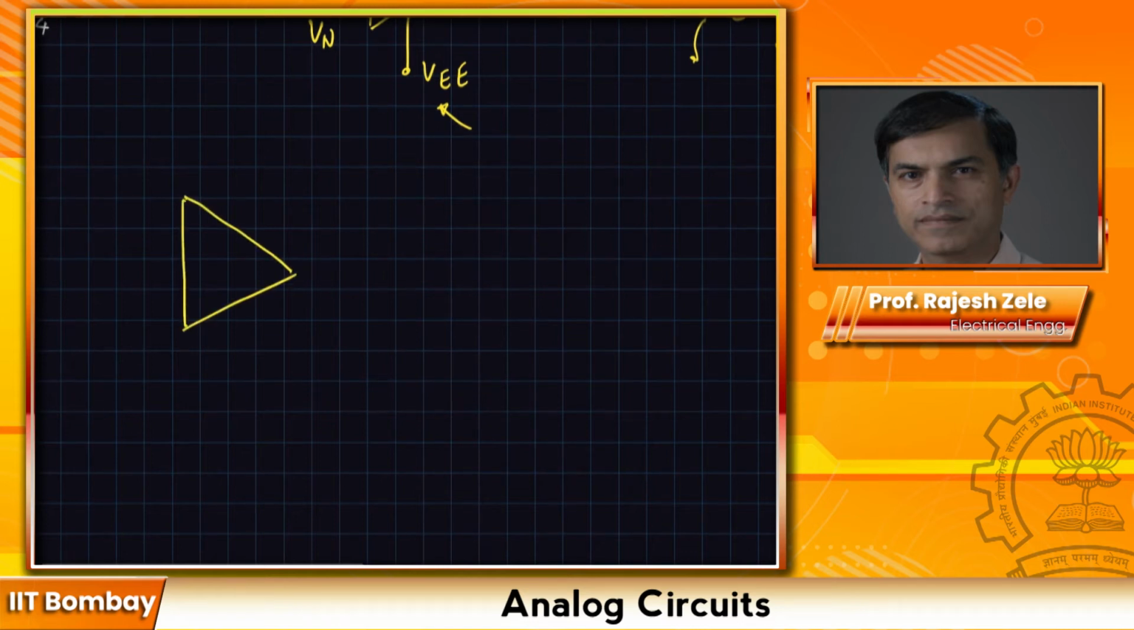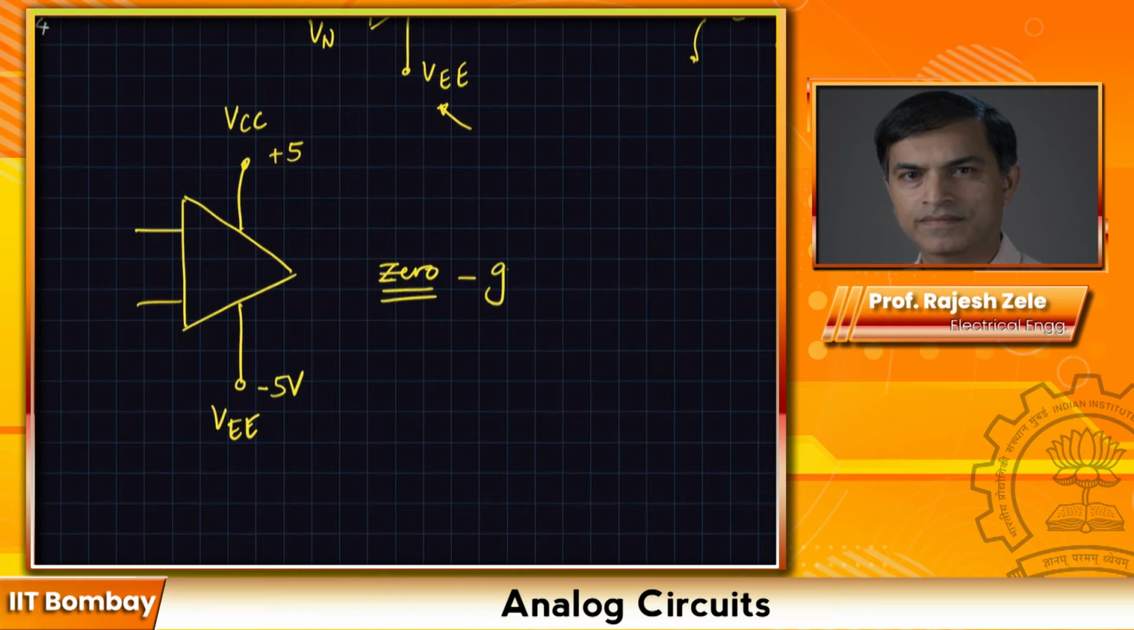Let's say this is supposed to be plus 5 volts and this is supposed to be minus 5 volts. So this is your VCC and this is your VEE. Naturally, this means the signals being handled by the amplifier are going to be between these two ranges. A convenient ground for this amplifier will be 0 volts. So 0 volts, we can call that ground or analog ground.